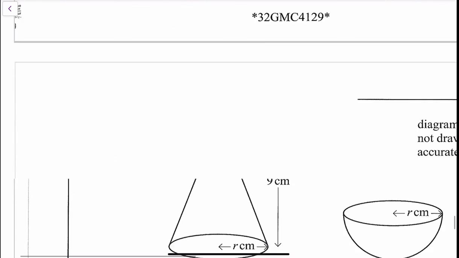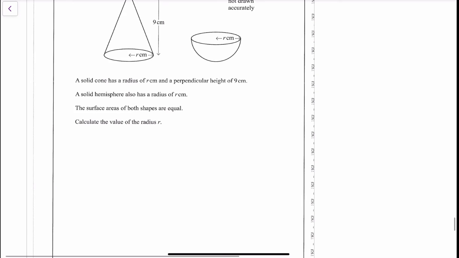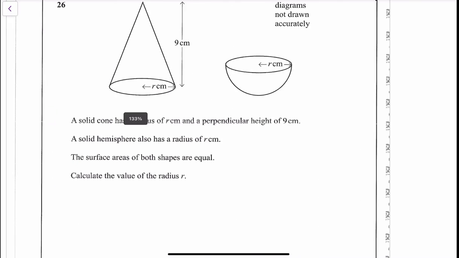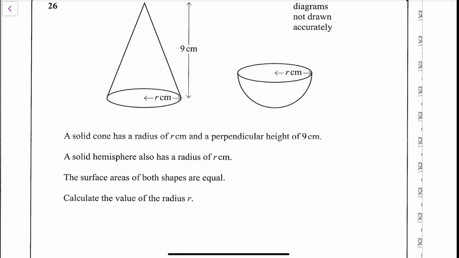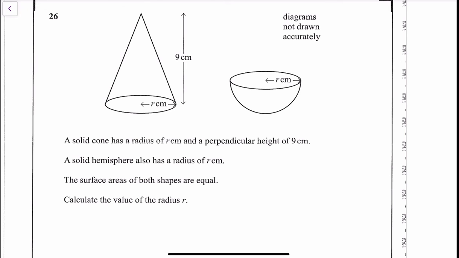Okay, here we have made it. We're at the end. Last question, tricky question. It says a solid cone has a radius of r centimeters and a perpendicular height of 9. A solid hemisphere also has a radius of r centimeters. The surface areas of both shapes are equal. Okay, so let's go through this then.